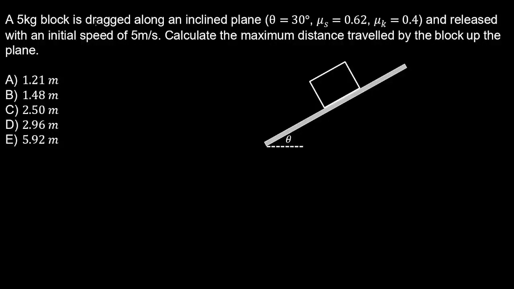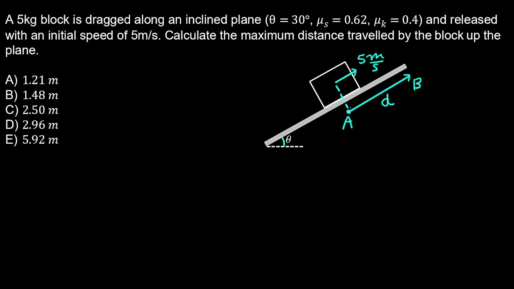A 5 kilo block is dragged along an inclined plane with an incline of 30 degrees, a static friction coefficient and a kinetic friction coefficient, and released with an initial speed of 5 meters per second. Calculate the maximum distance travelled by the block up the plane. So we're looking for this distance over here.